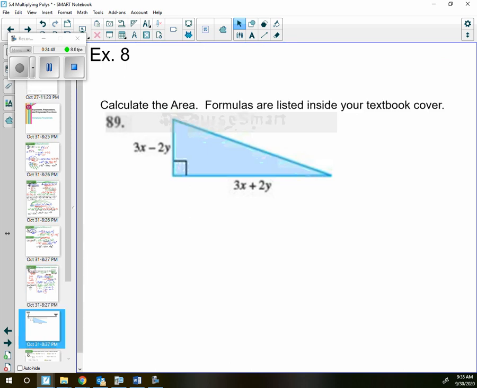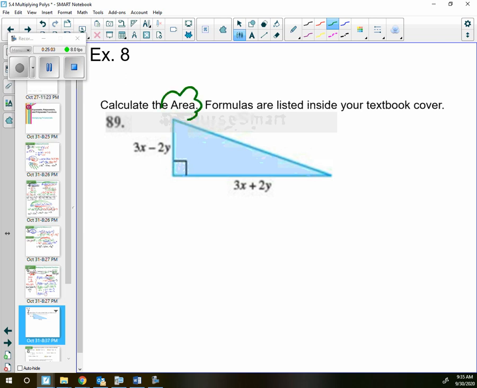All right, so let's get into an example of where you can actually use some formulas that have multiplication of binomials, trinomials, whatever it might be. So this is an example that's going to illustrate that. So say you want to calculate the area of this triangle. By the way, if you need formulas for things, they're listed in your textbook cover. There's a bunch of them in there. So if you look in your textbook cover, you'll be able to find a bunch of them.